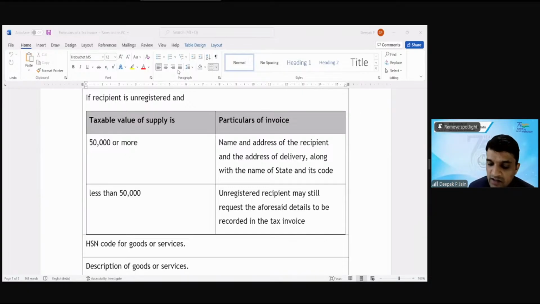Suppose a lawyer, he is a big lawyer and his turnover crosses 20 lakhs. Now, in terms of taxable turnover, the annual aggregate turnover, even exempt turnover or turnover which is liable to RCM is included. So his turnover is crossing 20 lakhs, he will be registered. But GST will be paid by the recipient only.